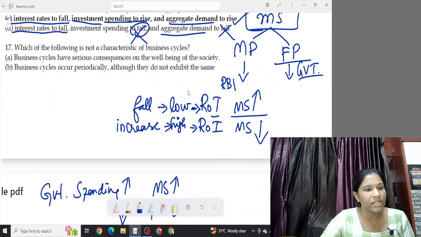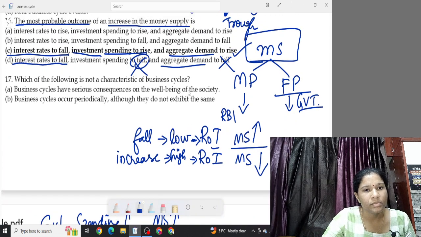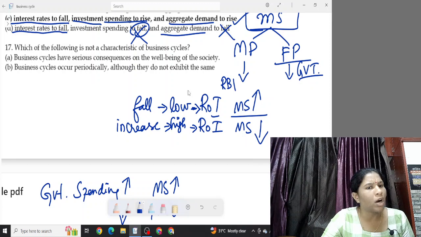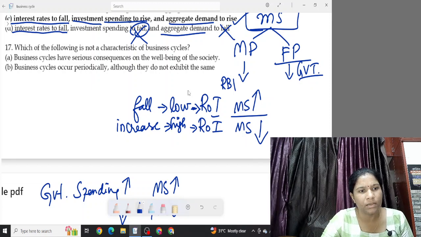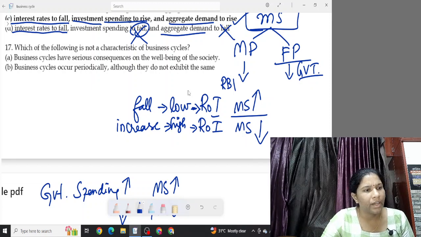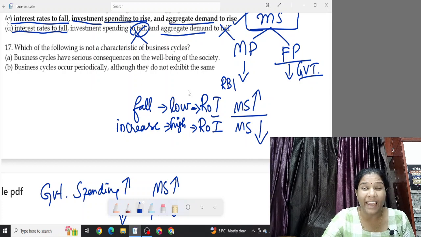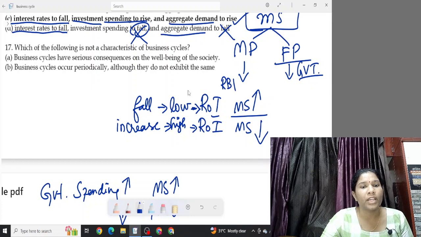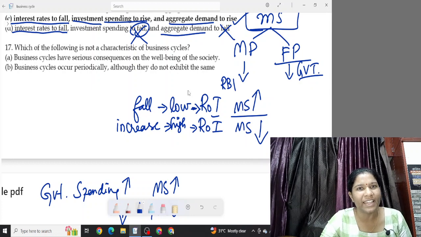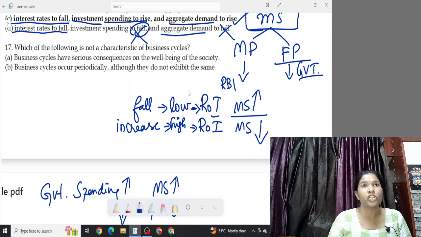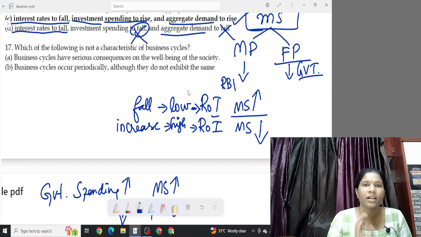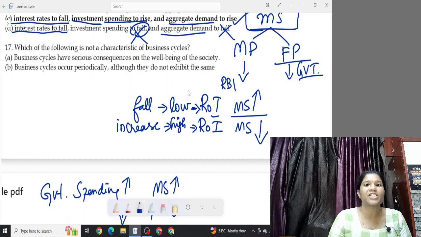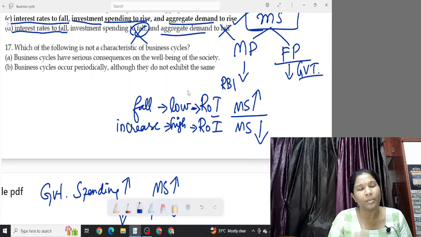And the 17th question. Which of the following is not a characteristic of a business cycle? Again, this is a twisted question. Here they might ask which of the following is a characteristic of a business cycle, and you can easily tick. Here they are giving you which is not a characteristic. So first you read the options and write whatever you want to write there, and then go to the question again, read the options again and come to a conclusion.